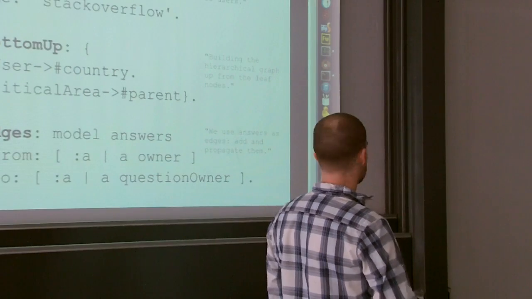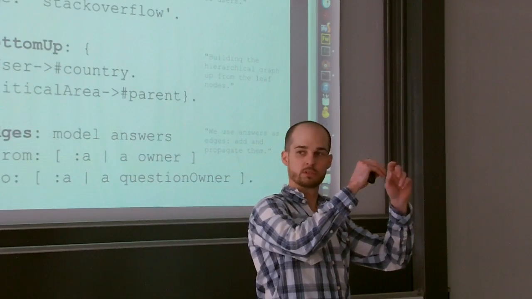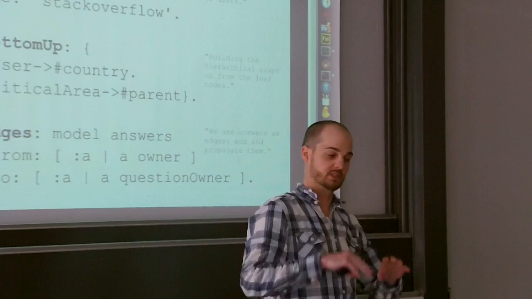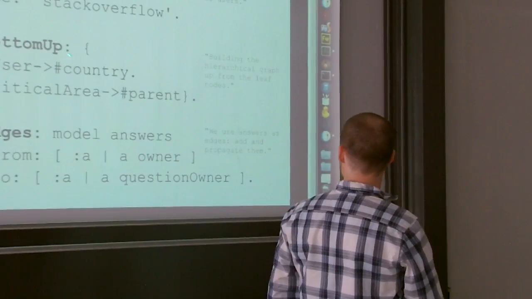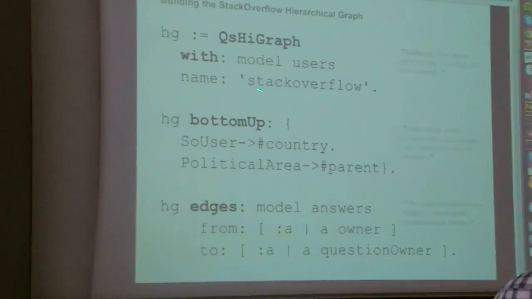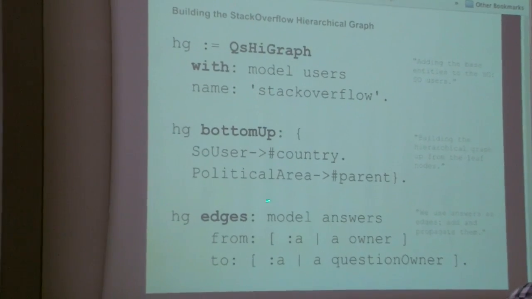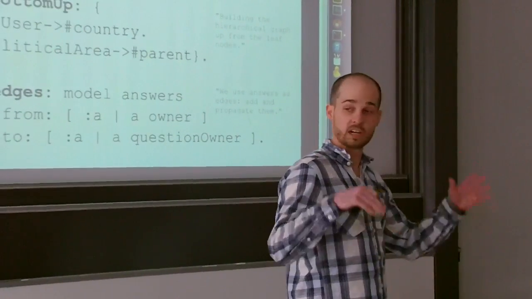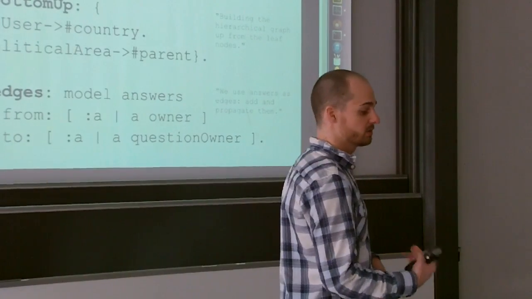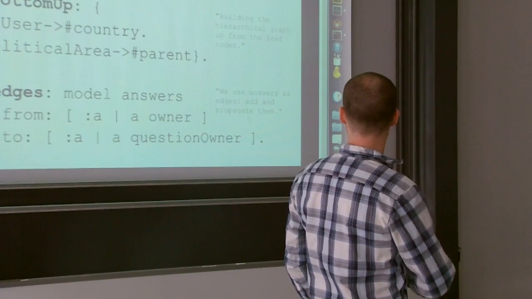And then we build this hierarchical graph bottom up. You could also give it a root node and build it upside down, top down. But in this case, we build it bottom up. So you have to tell the hierarchical graph how to build this hierarchy. You say, okay, for every user, call the method country, it will give you its parent. For every political area, also call the method parent, which will give its parent. So now you have the hierarchy, and now what you want to do is to add the edges. Now the edges are answers, so we give all the answers.